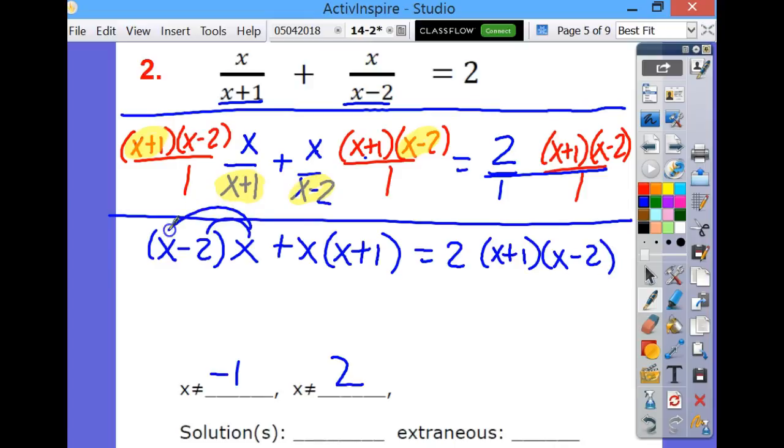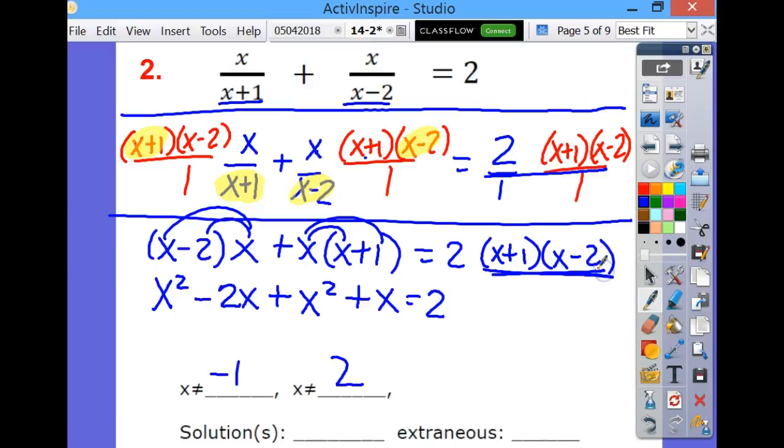Now I need to distribute. I'm going to multiply this out first before I distribute the 2. If you multiply that out, you either have to use FOIL or a box problem. And that is what you would get if you FOILed it out. And what do these 2 terms equal when you combine like terms?